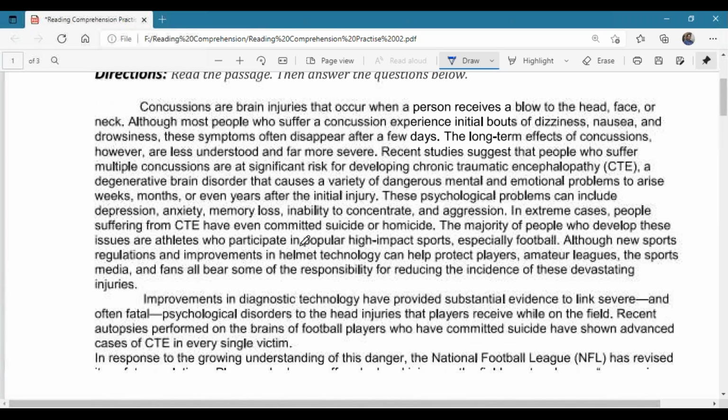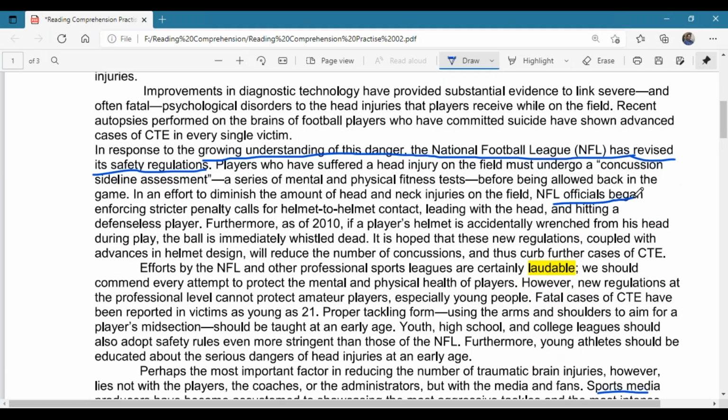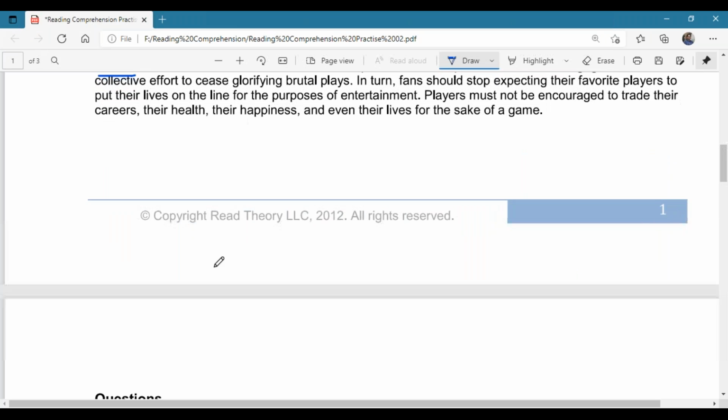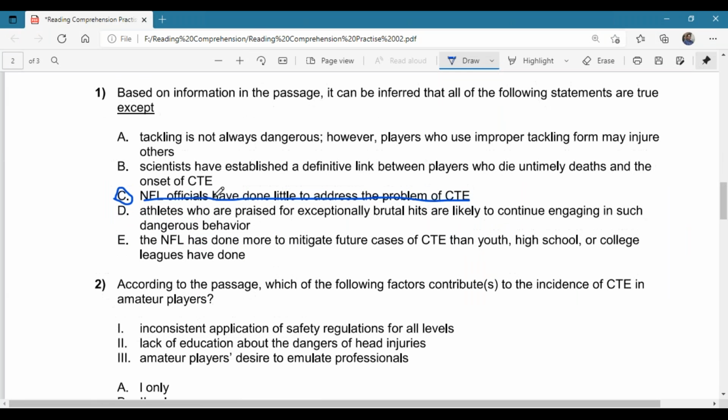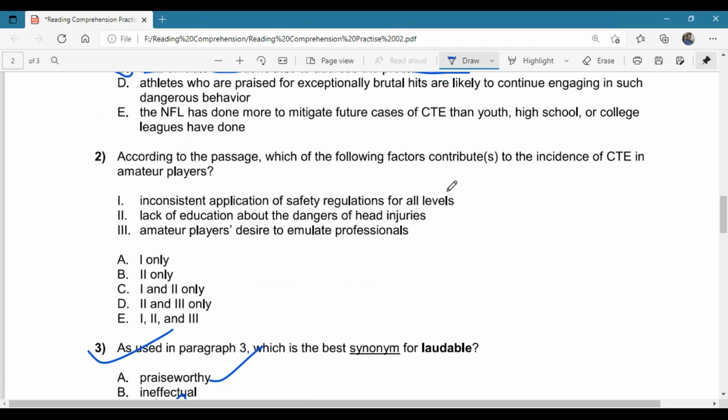Because if you see, in response to the growing understanding of this danger, the NFL, National Football League, has revised its safety regulations. And also NFL officials began strictly enforcing penalty calls for helmet to helmet contact, leading with the head, hitting a defense player. So the NFL did its things. The NFL has taken good actions, so saying NFL officials have done little to address the problem of CTE is wrong. So that's the reason C is the right answer. According to the passage, which of the following factors contribute to the incidence of CTE in amateur players?